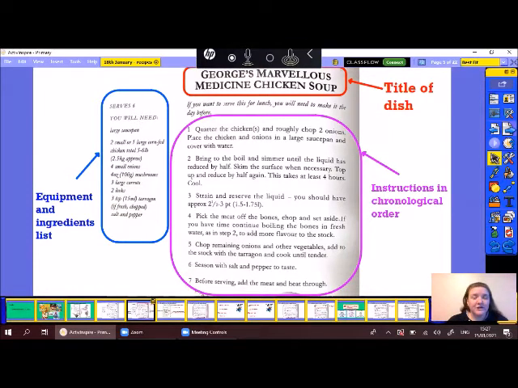What does chronological order mean? Can you remember? It means in time order, so the order in which you need to do things.